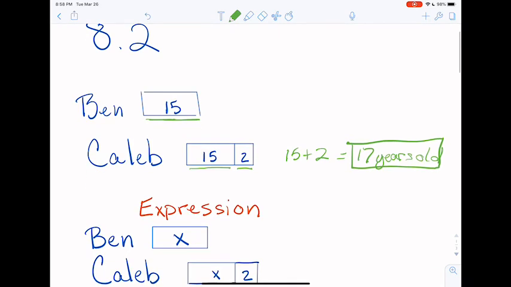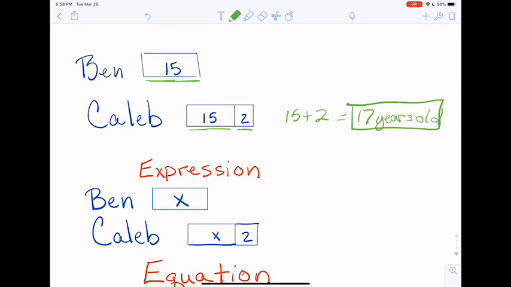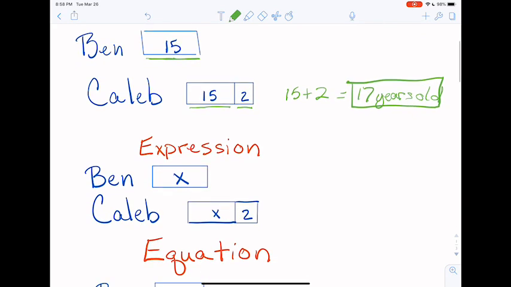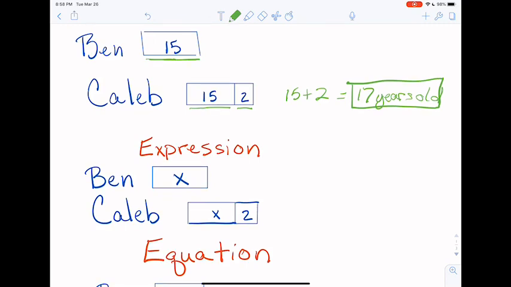Now, we've been working with expressions lately, and in expressions, we usually have some kind of unknown. And even though we know that Ben is 15, we're going to look at it here as if we don't know that, just for the example. So let's say we didn't tell you what age Ben is. Let's say Ben is X years old. He's an unknown amount. But then we say Caleb is 2 years older than Ben.